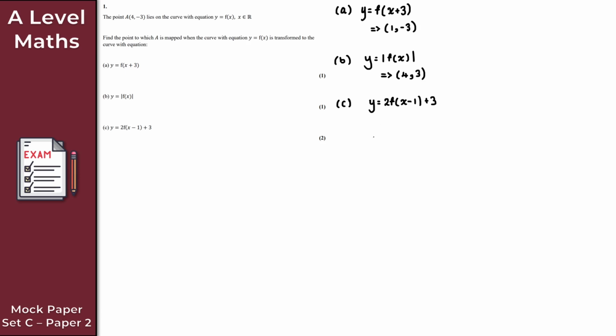Let's go through this step by step. We start by applying the horizontal translation. Because it's x minus 1, we simply add 1 to the x coordinate. So I get 5 minus 3. I'll do that underneath, so you can see that it's scrap working rather than a solution. So we get 5 minus 3.